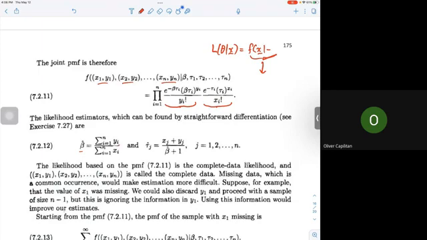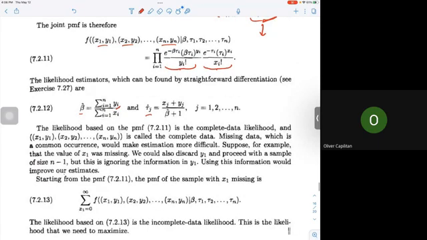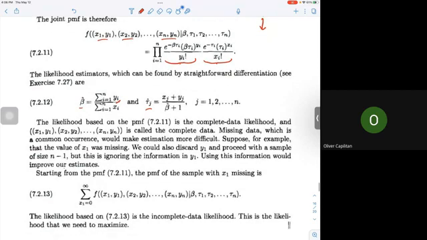Kasi small letter man ito. And this is the maximum likelihood estimate of the tau sub i's or tau sub j's, j from 1 up to n. So the likelihood based on the PMF 7.2.11 is the complete data likelihood. Okay, so this set of ordered pairs, x sub 1, y sub 1 up to x sub n, y sub n will be called the complete data.